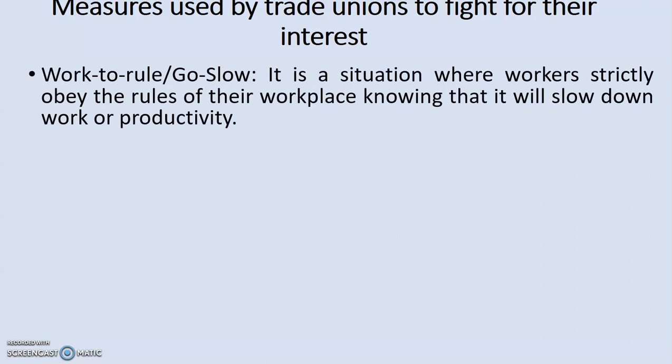Then we have another measure which is known as work to rule. The work to rule is the same as go slow. Now, it is a situation where workers strictly obey the rules of their workplace, knowing that it will slow down work or productivity. A typical example is, let's assume that it is the rule of the work you are doing.